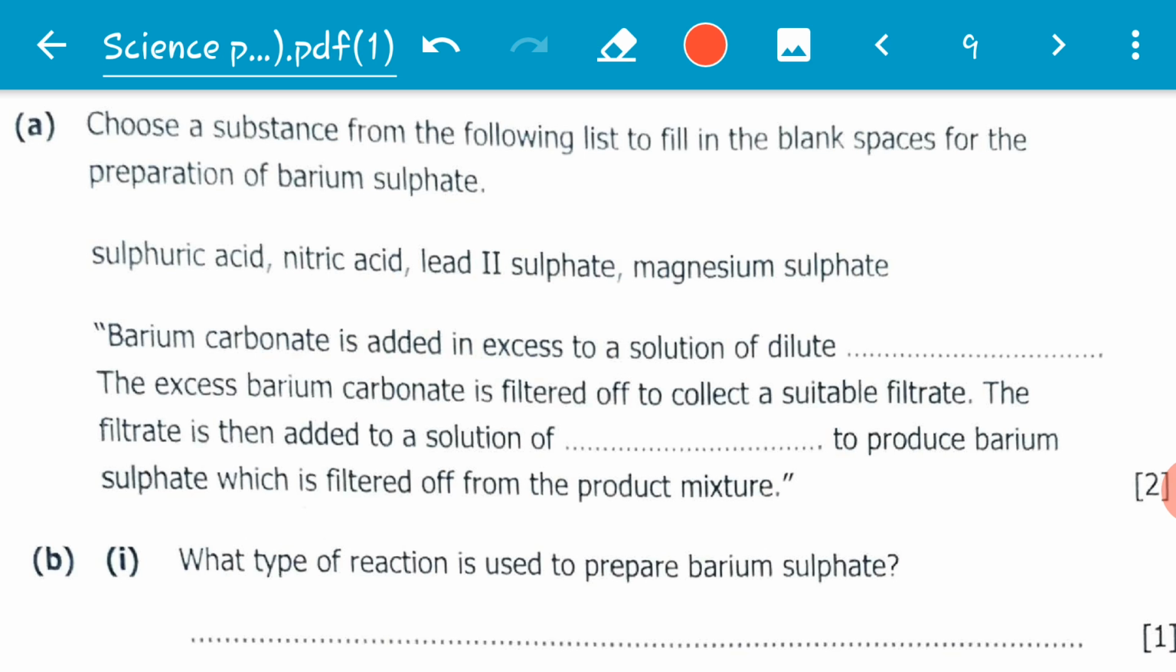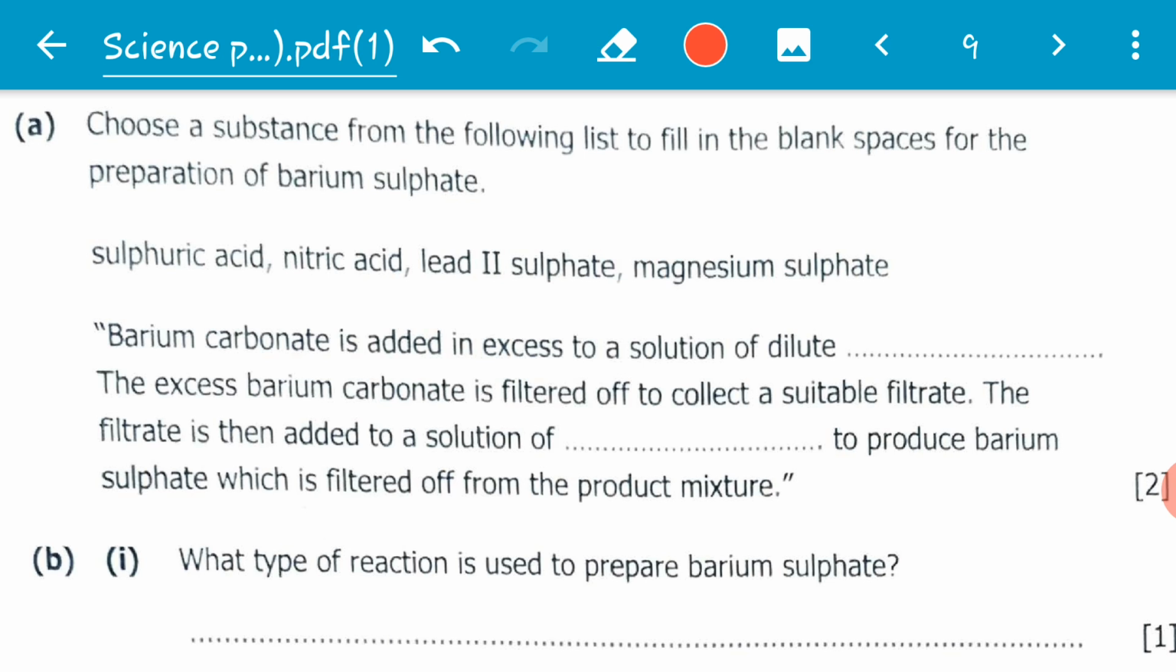Now, we are supposed to fill in these two blanks. The first blank: barium carbonate is added in excess to a solution of dilute blank. Here, we have a carbonate which we know is insoluble, and we are creating a soluble salt from a carbonate. This salt is a barium salt which is soluble.